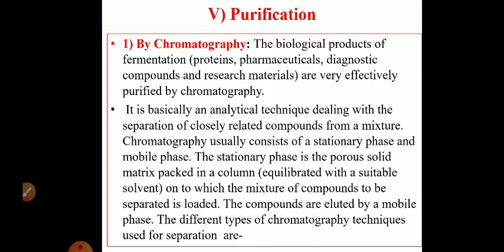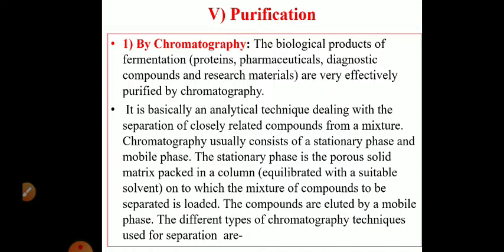Chromatography usually consists of a stationary phase and a mobile phase. The stationary phase is generally a solid or a liquid. In this case, during purification, it is a porous solid matrix that is packed inside a column, and it is equilibrated with the solvent, and the mixture of compounds to be purified is loaded on it. The mixture of compounds to be separated is loaded on the column packed with the matrix or solid, rather, you can say a stationary phase.